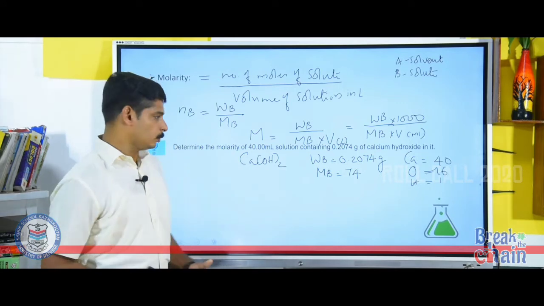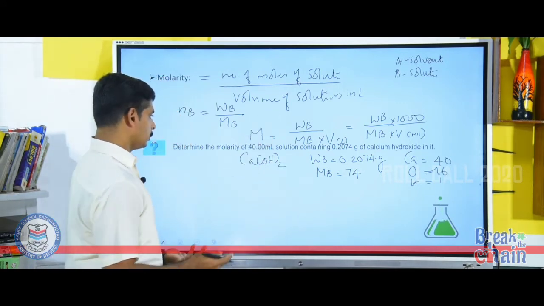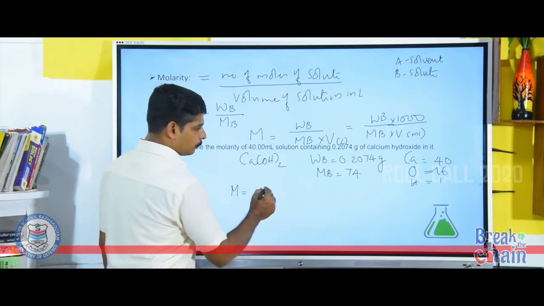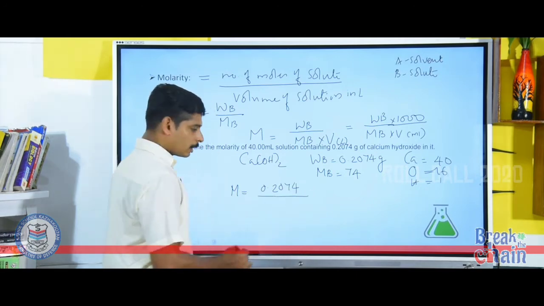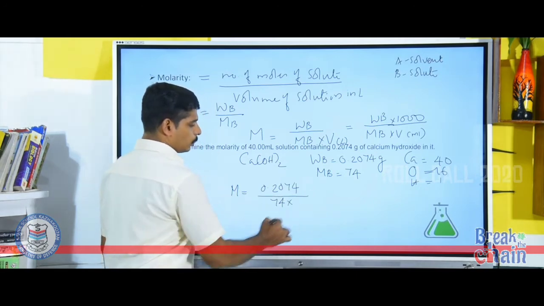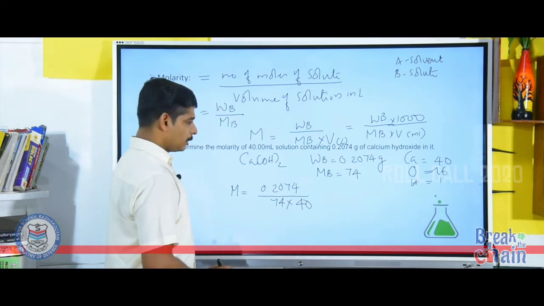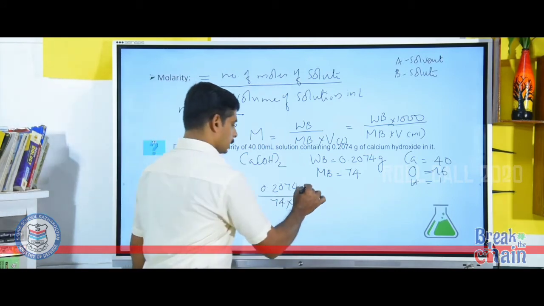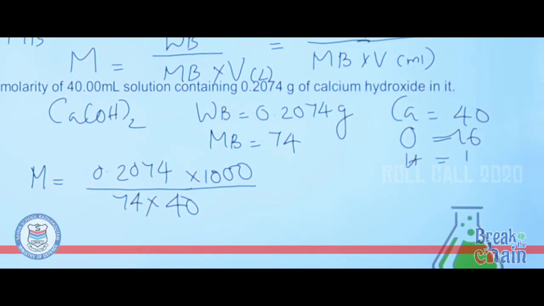Now, what will we do? We can substitute in the equation directly. Can you do it? Okay, so we will do it. Molarity of the solution is equal to Wb, 0.2074, divided by molar mass 74 into what is the volume? It is 40, right. Since it is given in terms of milliliter, do not forget to multiply with 1000. Okay. Is it okay? Just let us see once more.